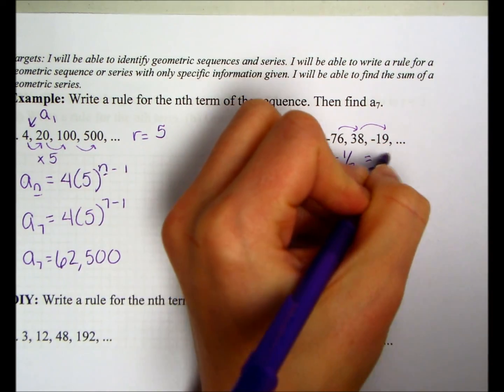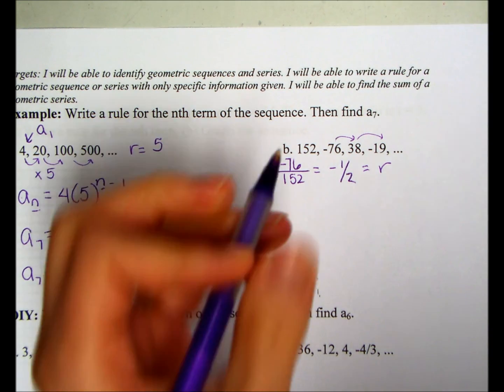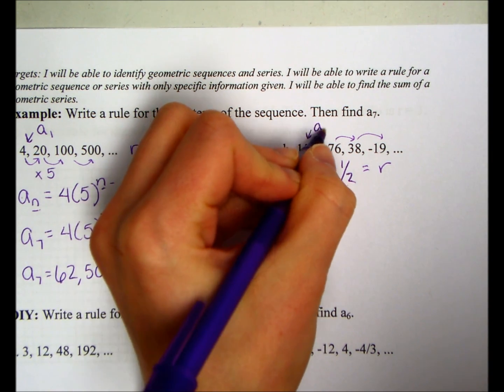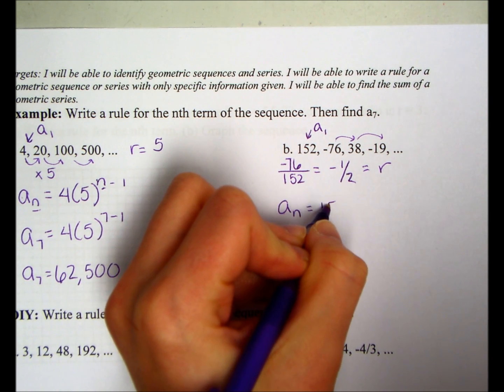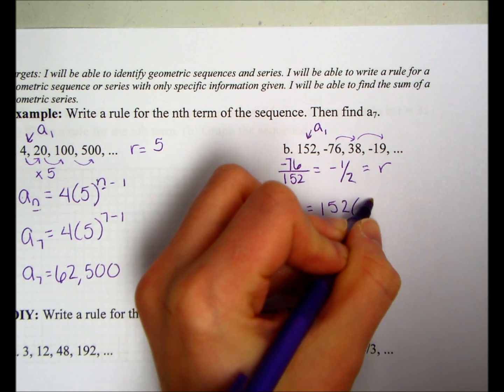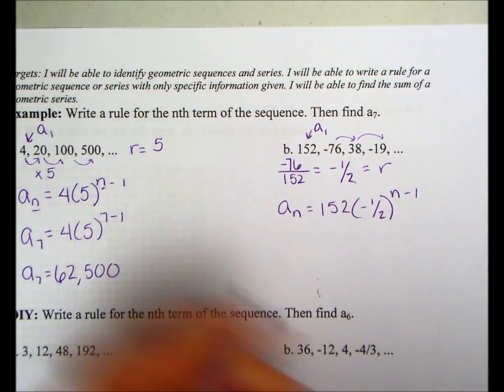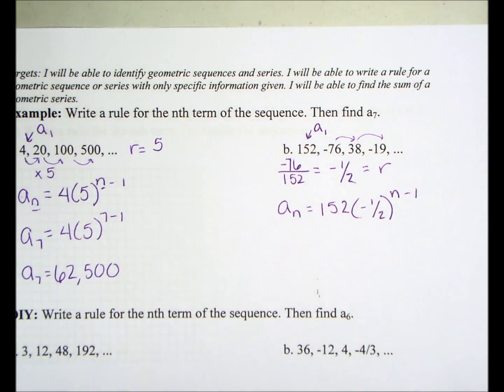So negative 1/2 is my common ratio. To create a rule for the nth term, this is my first term, I say the first term times the common ratio to the n minus 1. So that's my rule. Nothing else you have to do with it.